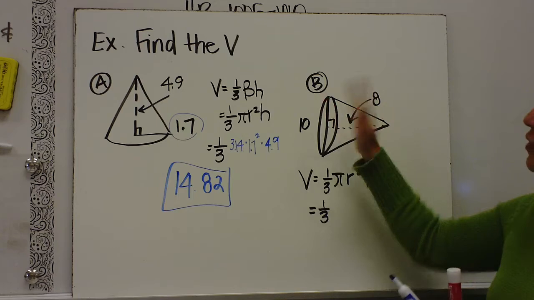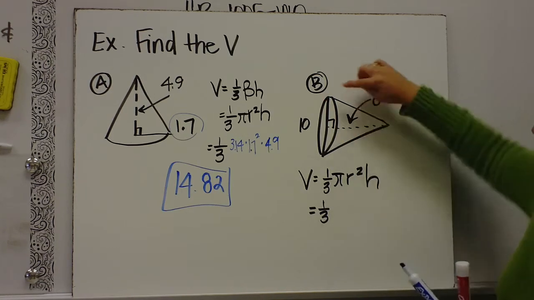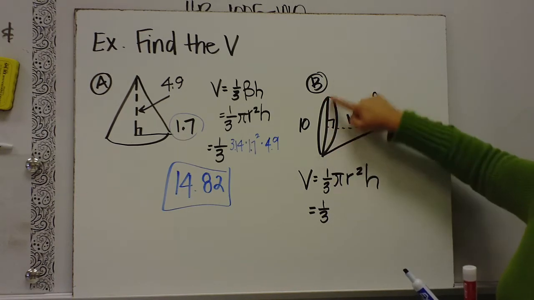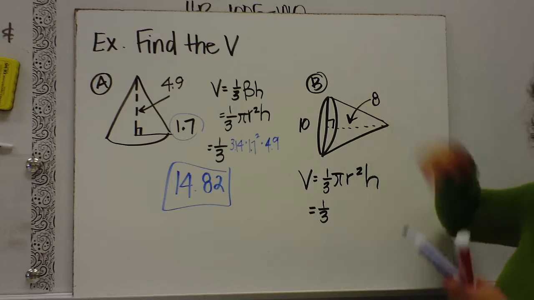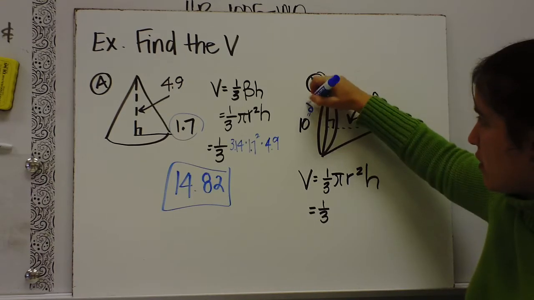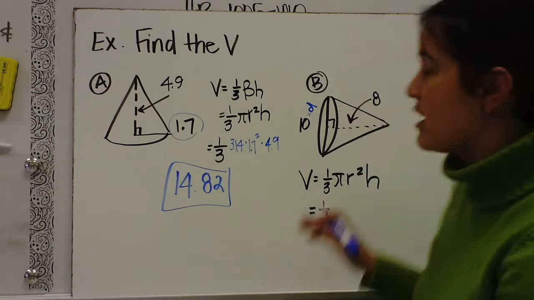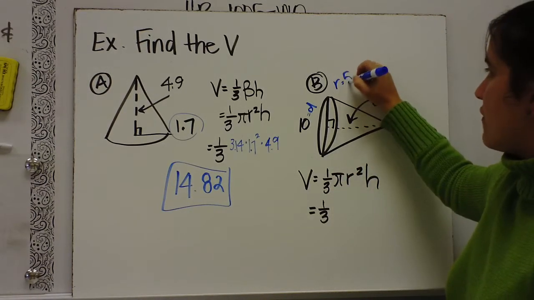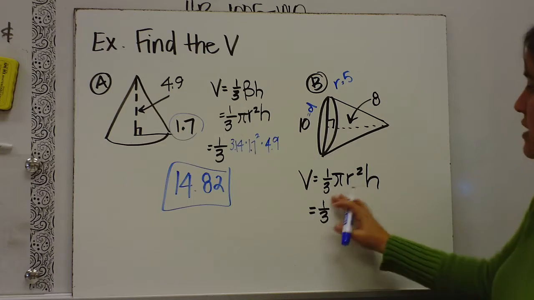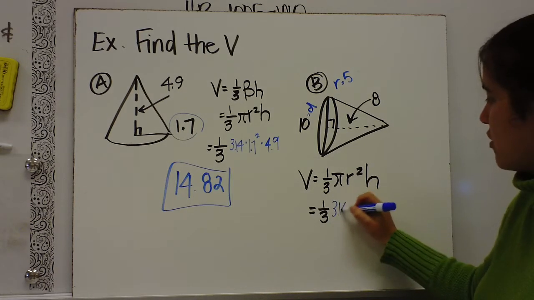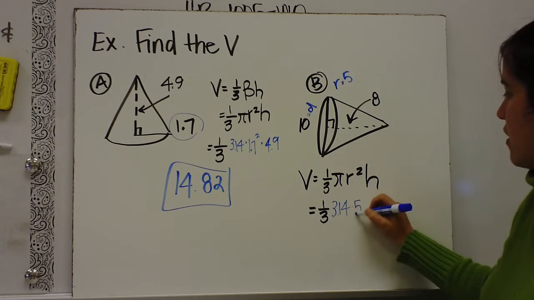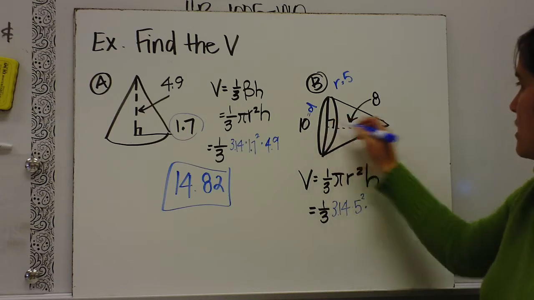Example B, we have a cone on its side. And the first thing you should notice is this line right here. That is the entire length of the circle, so this is the diameter. But we don't need the diameter, we need the radius. So if the diameter is 10, that means the radius is going to be 5. So I come down here, I'm going to put it into my formula. 1/3 times 3.14 times 5 squared times 8.